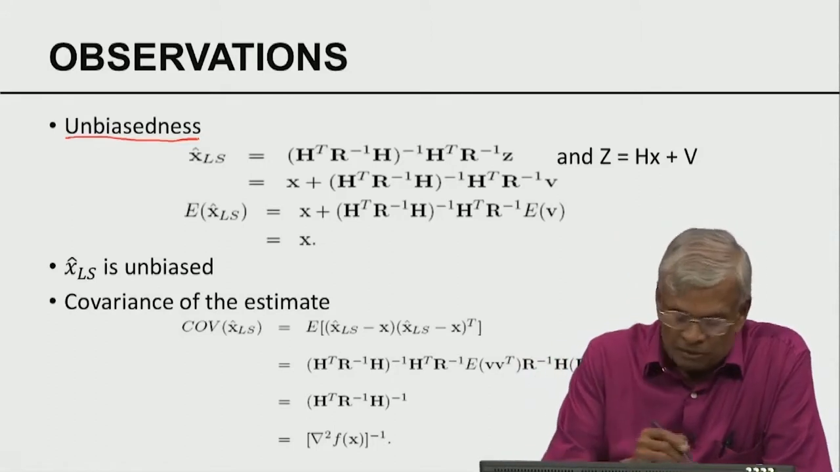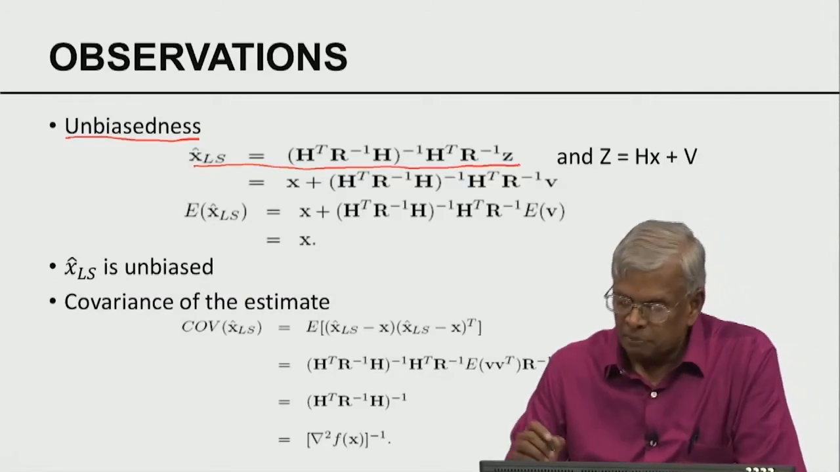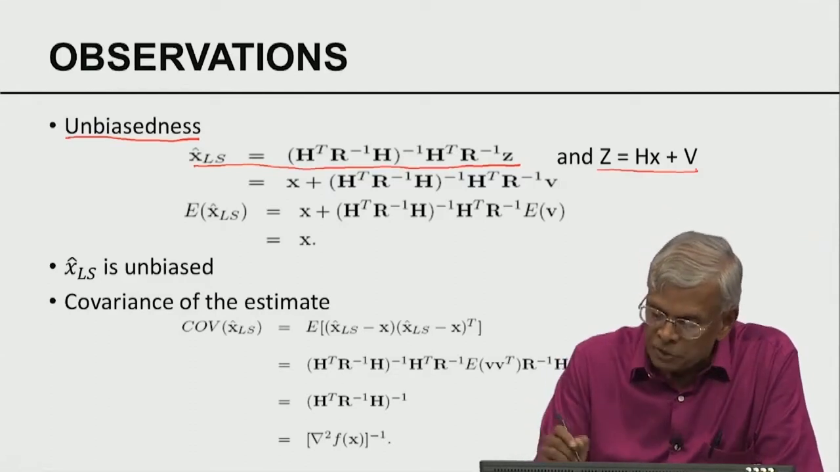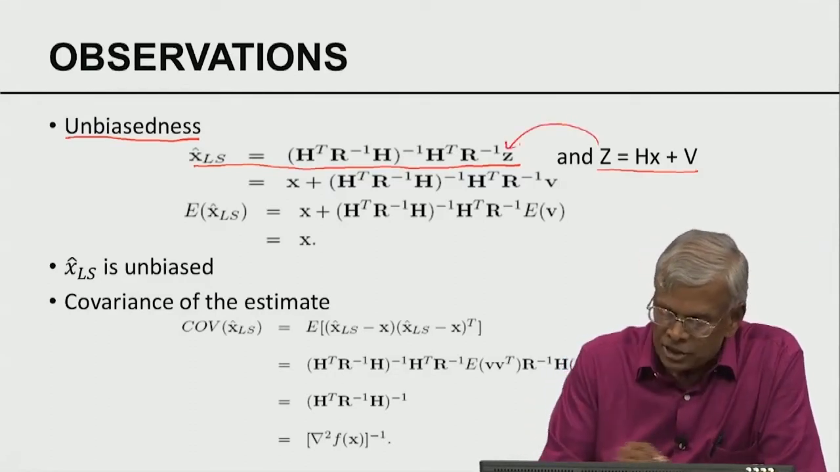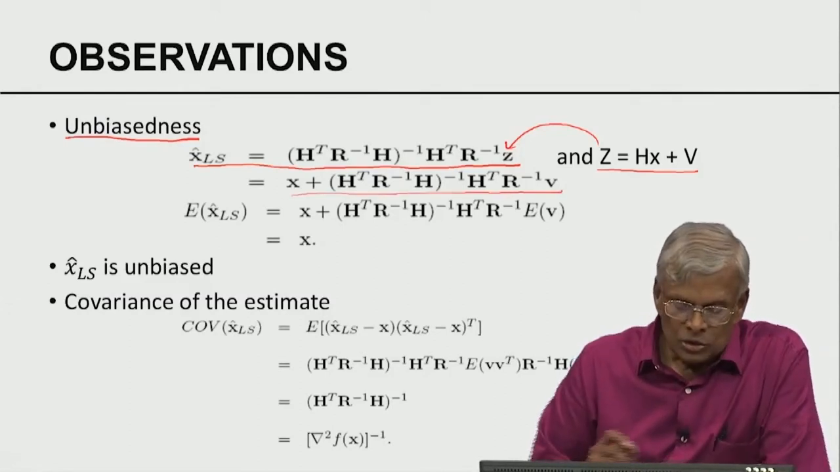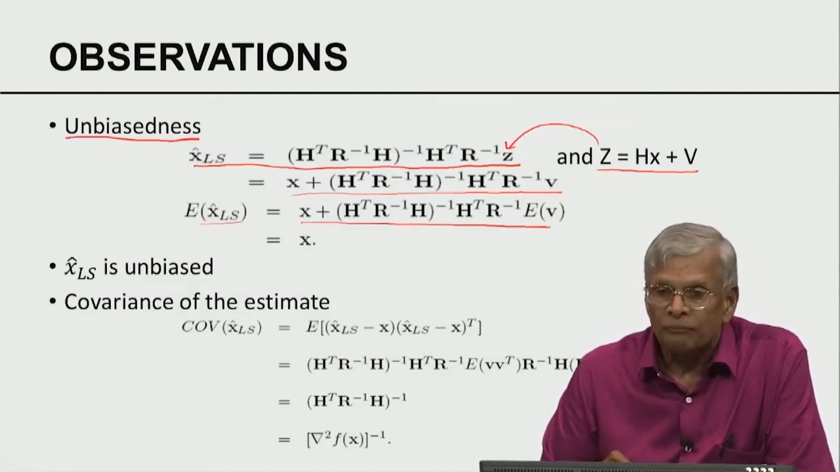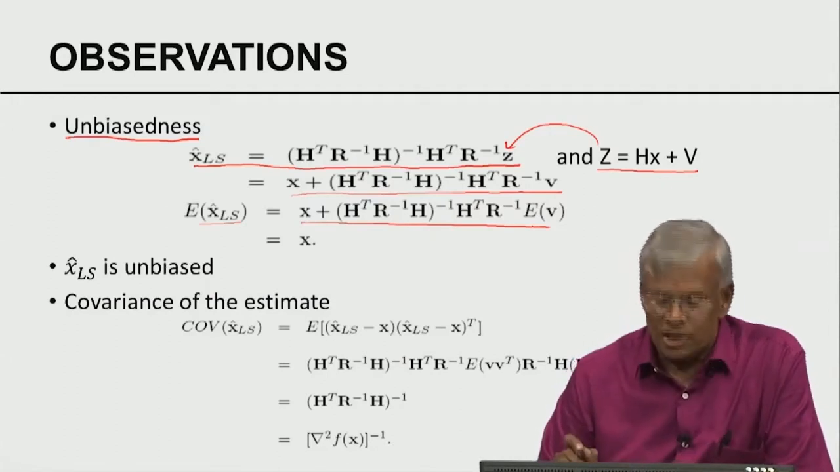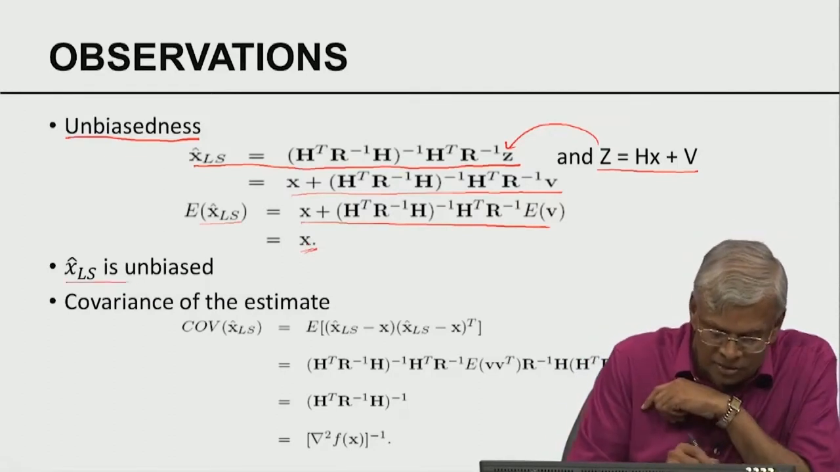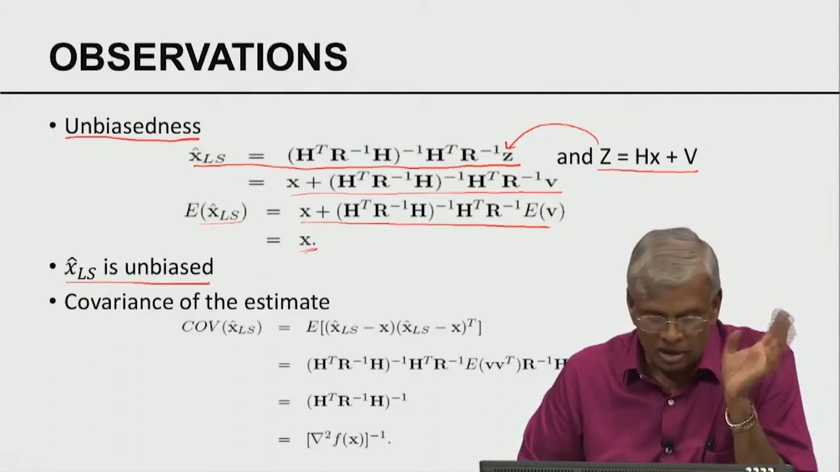From the previous slide, this is the expression for the estimate. But please remember z is equal to Hx plus v. So if I substitute this z in here and simplify, simple algebra leads you to this. If I take the expectation on both sides, the left hand side is this, the right hand side is this. The expected value of v is 0. So the expected value of the estimate is equal to the unknown, and hence the estimate is unbiased. So what does it mean? The least square estimate is unbiased in this case.